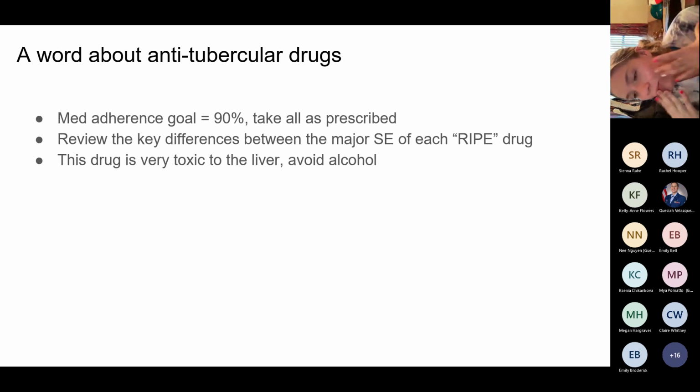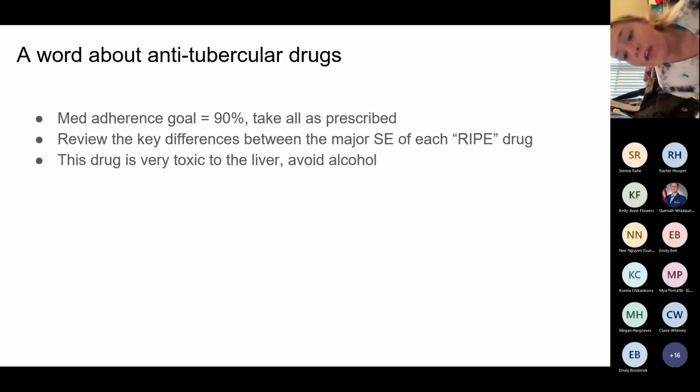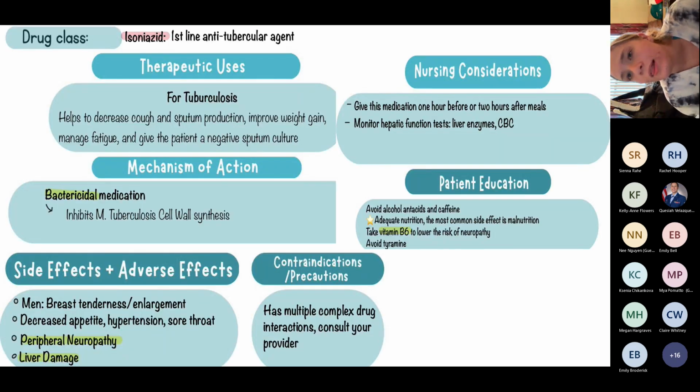And that's kind of what I call TB drugs. You have your rifampin, your isoniazid, your pyrazinamide, and your ethambutol. RIPE, like the banana. There are one or two oddities in each of these RIPE drugs that we need to focus on. Okay, so let's start with our isoniazid.